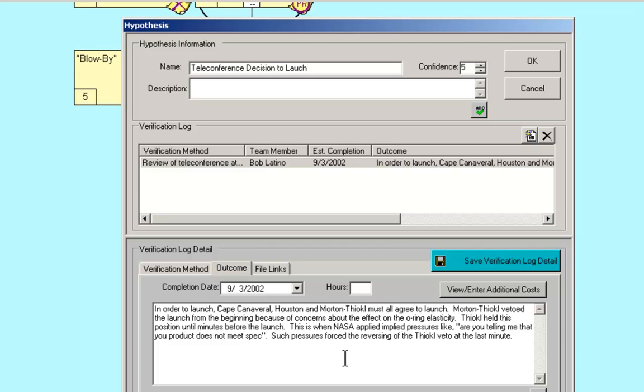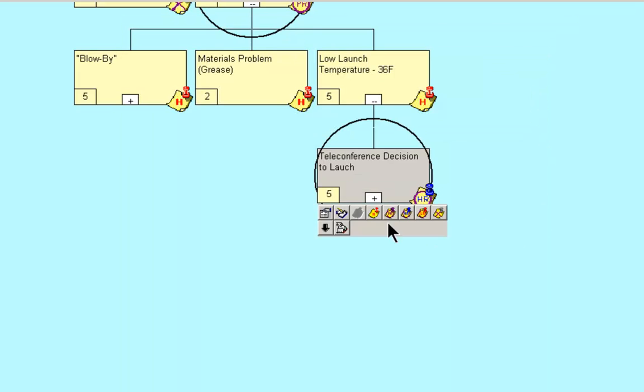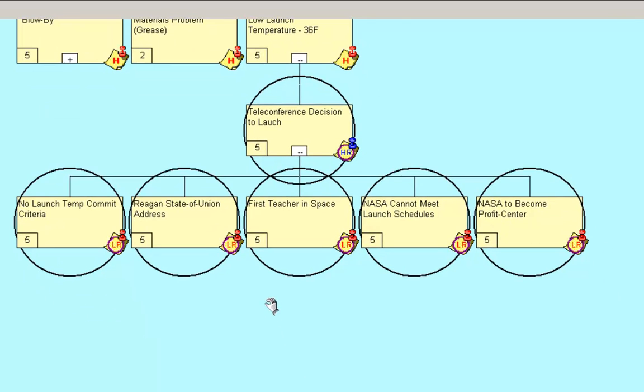This is when NASA applied implied pressure, like, "Are you telling me that your product does not meet spec?" Such pressures forced the reversing of the Thiokol veto and allowed the launch. Why would people do that? Why would they make that decision and be able to reverse it? There was no launch temperature commit criteria. There was nothing that said that they could not launch below a certain temperature. So there was no violation of policy at that time.